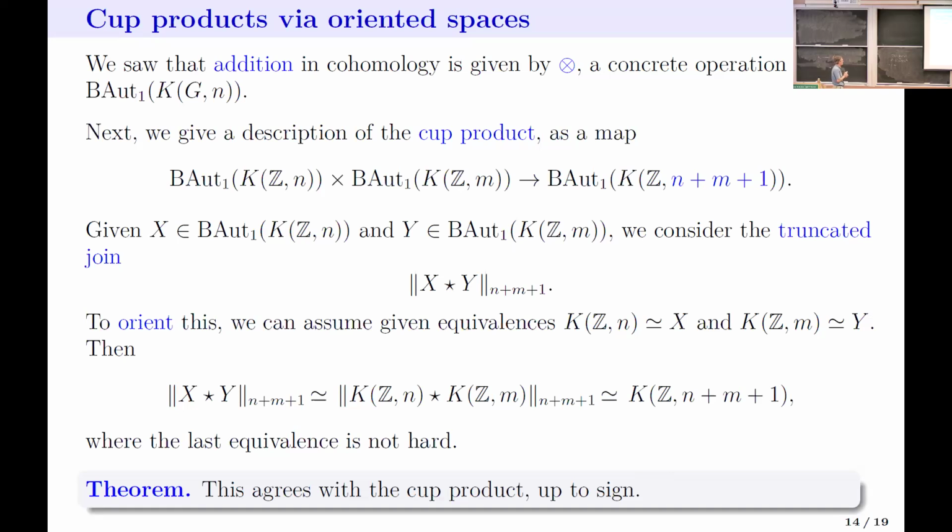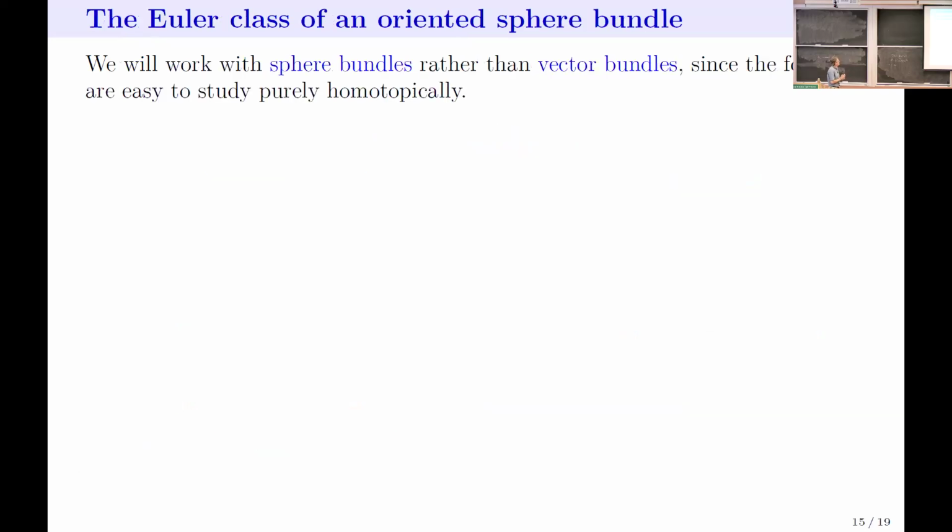Yeah, okay, good. Okay, so now I'm going to talk about the last topic, Euler classes. So I'm going to be talking about sphere bundles. One reason to prefer sphere bundles is that I can talk about them purely homotopically. I simply just take a bundle of spheres. I don't need to worry about a linear structure. So that's going to be the approach I take.